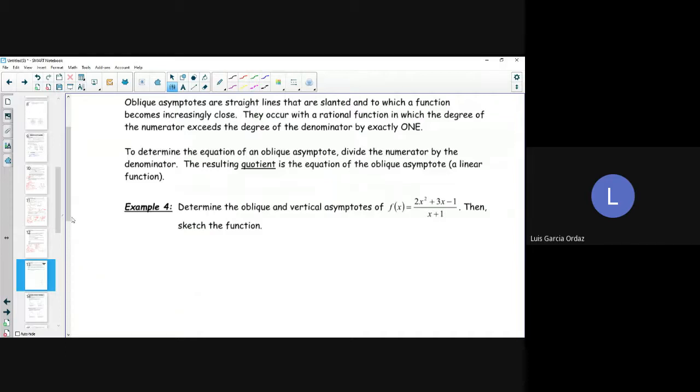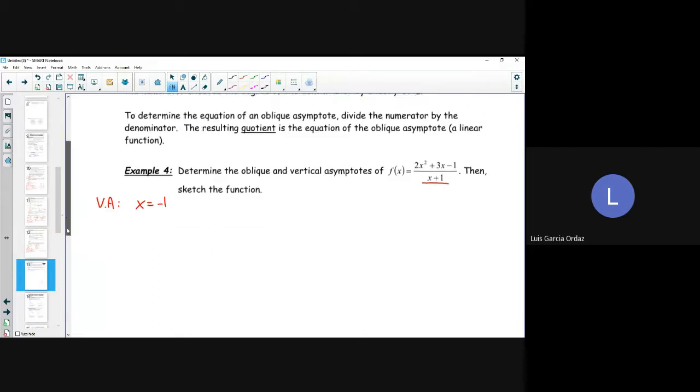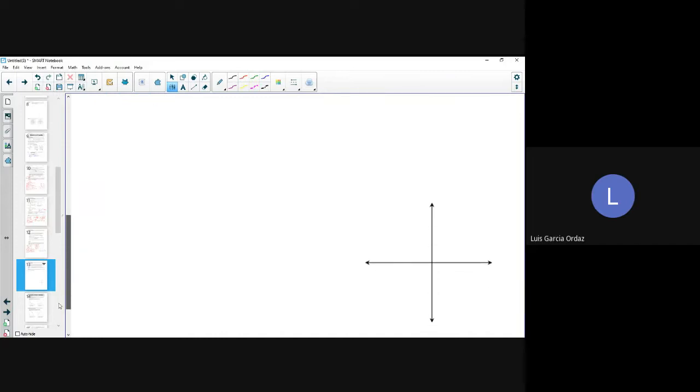So our vertical asymptotes have to do with my denominator. So I know right away that my vertical asymptote is that x is equal to negative 1. So I'm going to go down to my graph, and at x is equal to negative 1, I have a vertical asymptote.